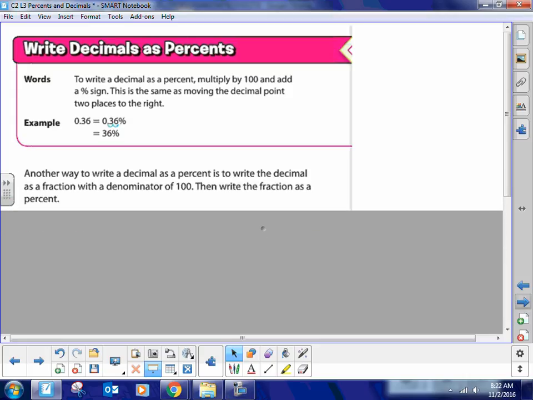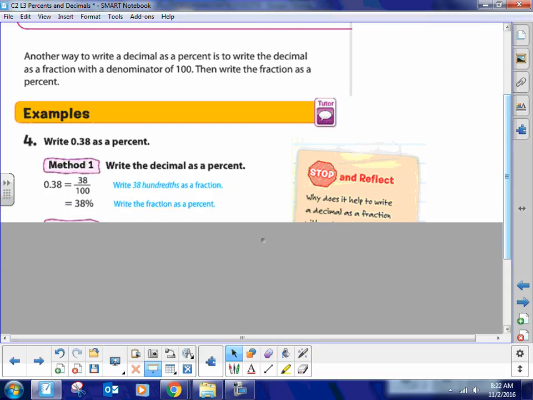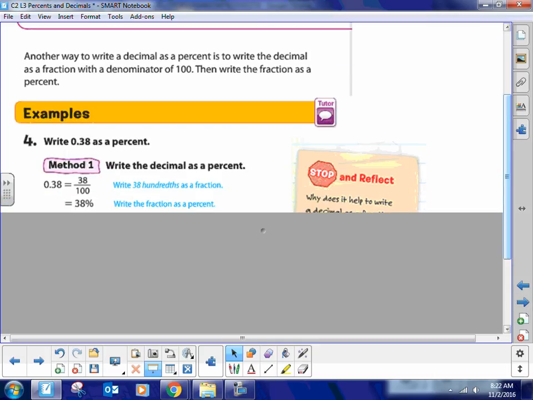Another way to write a decimal as a percent is to write the decimal as a fraction with a denominator of 100, then write the fraction as a percent. I don't like that. There's a lot of extra work there. But the reason I'm showing it to you is because they do it in the book, and when you see it in the book, I don't want you to freak out.